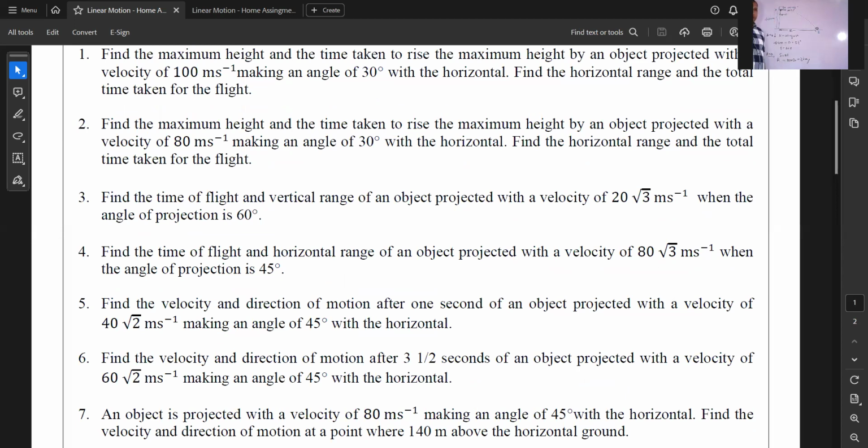Find the time of flight and the horizontal range of an object projected with a velocity of 80 root 3, angle of projection 45. Now this is an oblique projection. The angle of projection is 45 degree, and velocity is 80 root 3. We need the horizontal range and the time of flight.